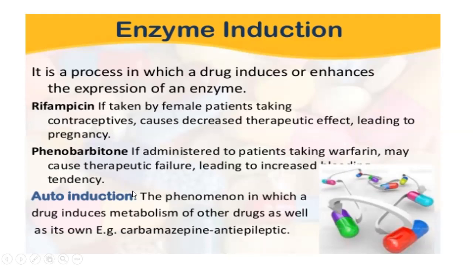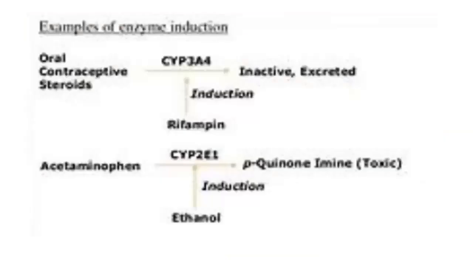Okay. Similarly, autoinduction. Autoinduction is nothing but the process by which a drug induces the metabolism of other drugs as well as its own. That is called auto-induction. For example, carbamazepine, the anti-epileptic drug, will act as an auto-inducer. Okay, so these are some of the examples of enzyme induction.